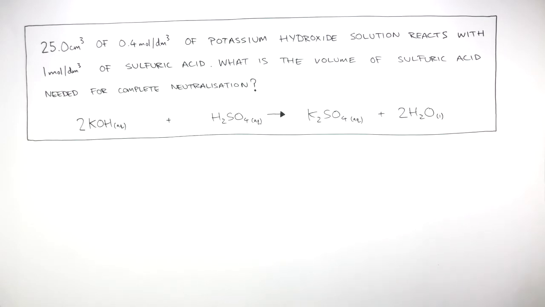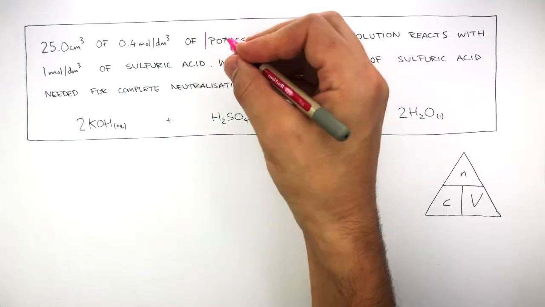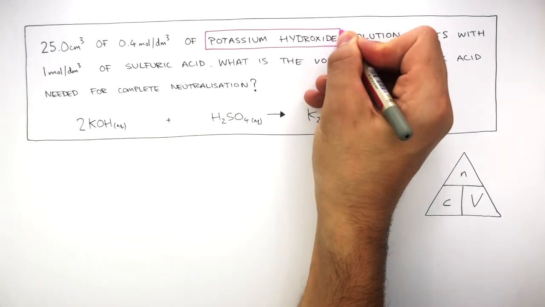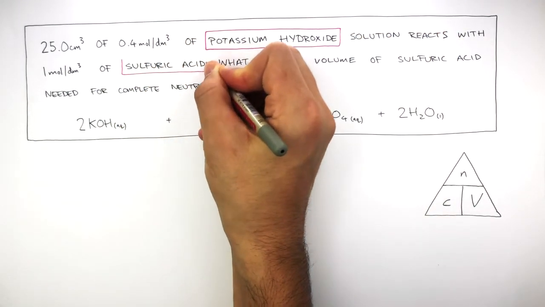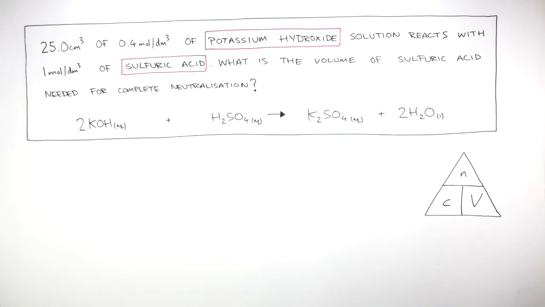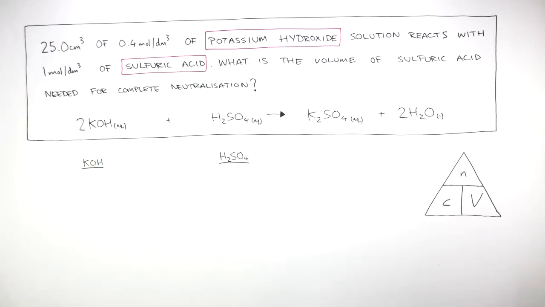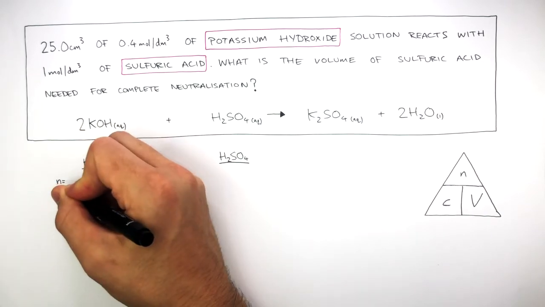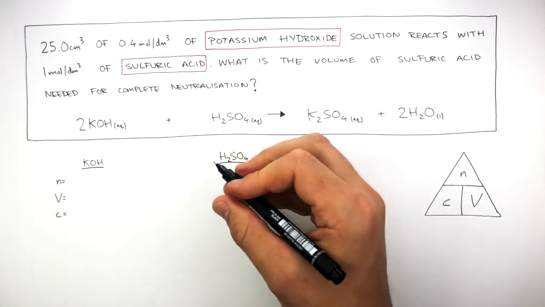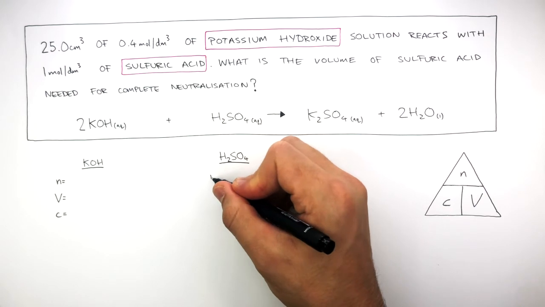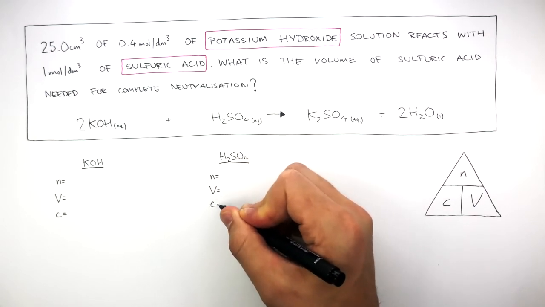Well, the first thing to do is to write down the formula triangle where volume equals amount in mole divided by concentration. We can see the question is focusing on potassium hydroxide, KOH, and sulfuric acid, H2SO4. So underneath we write KOH and H2SO4, where we write N, V, and C underneath each substance. Amount in mole, volume, and concentration.